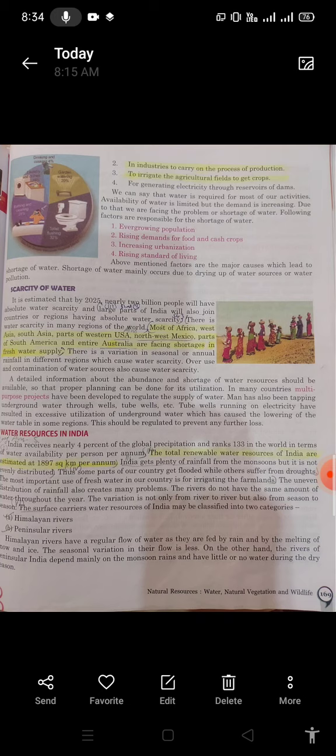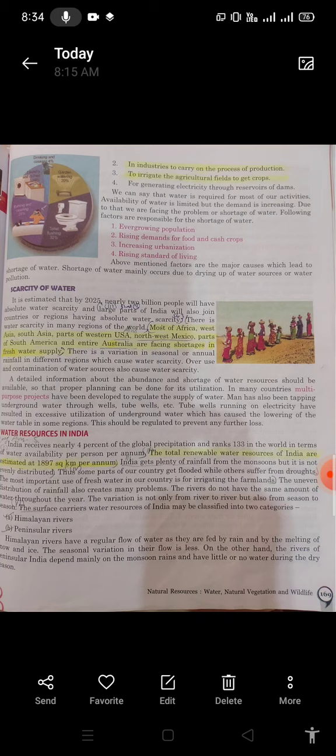Next, we will see the scarcity of water. What is the scarcity of water? When we face a lack of water, it is called the scarcity of water. It is estimated that in 2025, nearly 2 billion people will face absolute water scarcity, and large parts of India will also join the countries or regions having absolute water scarcity, like most of Africa, West Asia, South Asia, parts of Western USA, Northwest Mexico, parts of South America, and entire Australia, while other parts are facing a shortage of water.